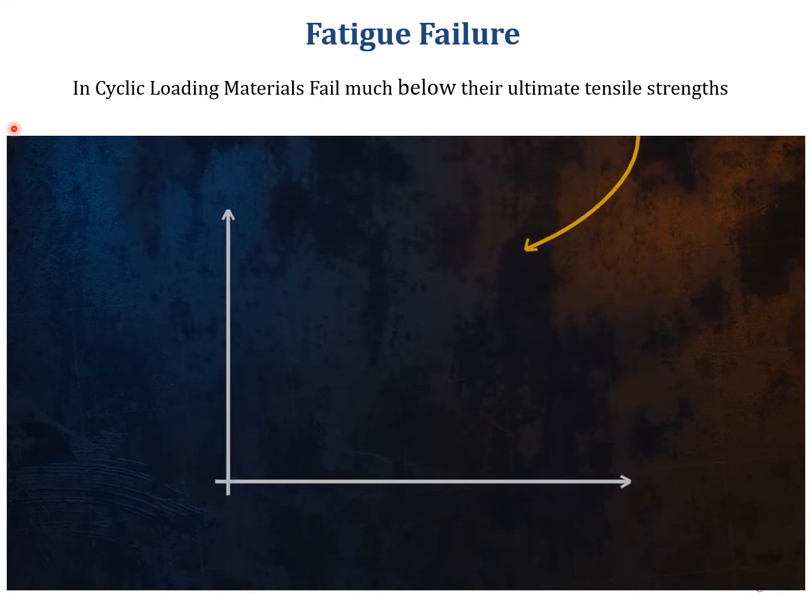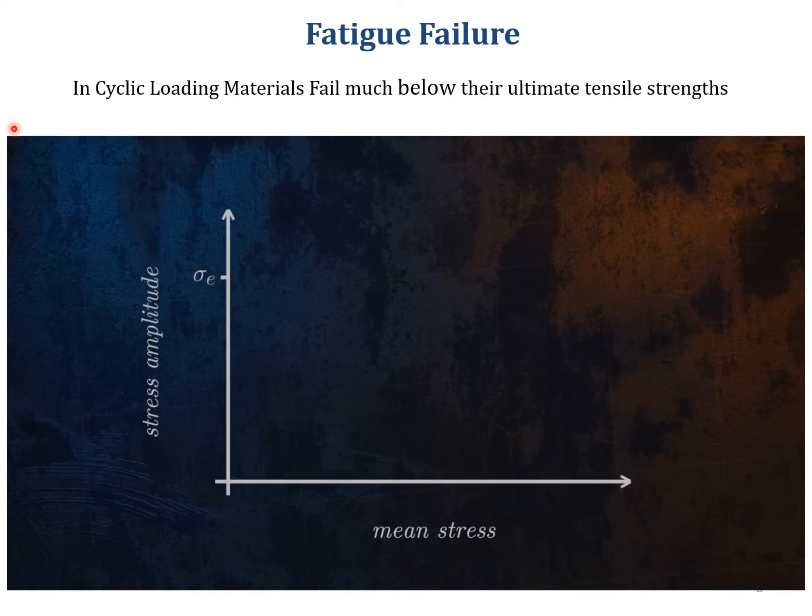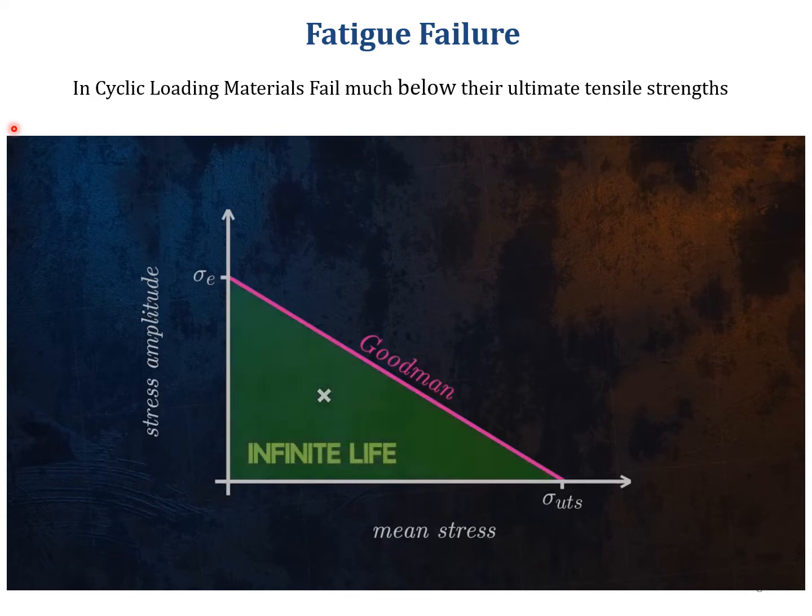On a Goodman diagram, the mean stress is shown on the horizontal axis, and the stress amplitude is shown on the vertical axis. A straight line is drawn between the endurance limit, at a mean stress of 0, and the material ultimate tensile strength, at a stress amplitude of 0. If our cyclic loading conditions are located below the Goodman line, our component will be safe from fatigue failure.